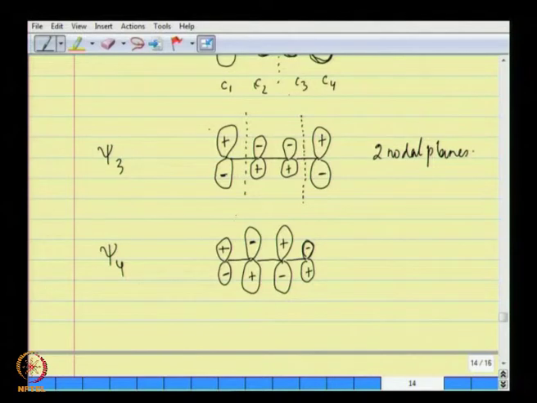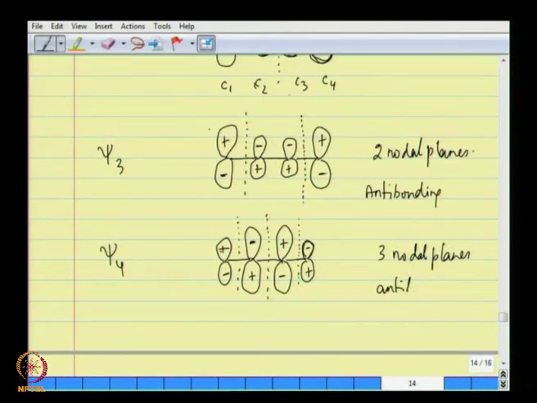There are still two nodal planes here because the orbital changes sign between carbon 1 and carbon 2. The molecular orbital has the 2p orbitals with different signs, and there is also a change in sign. I guess there is also a change in sign here. Plus minus, plus minus, plus minus, 3 nodal planes. So clearly this is also anti-bonding for this group of 4 electrons, anti-bonding.